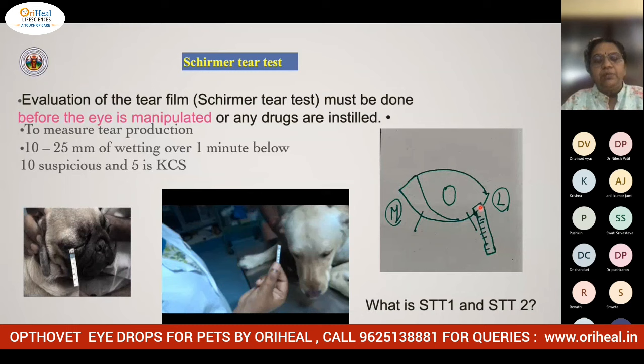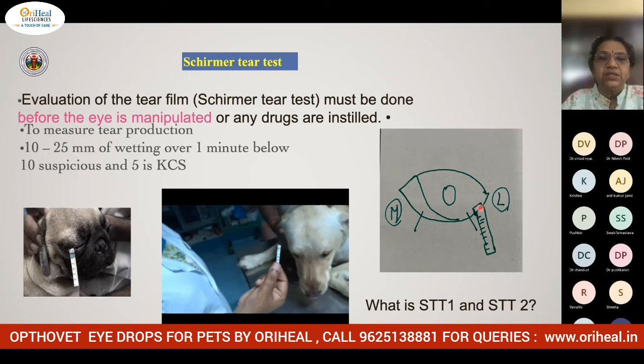Imagine if the case is referred by another vet and they have applied some drops. So in that case also you can ask when they have applied the drops. If they would have applied the drops 2 hours prior, then these STT readings can be taken. If it is not so, you may have to repeat this after some time. You have to leave a gap.